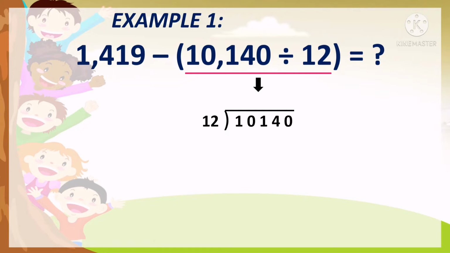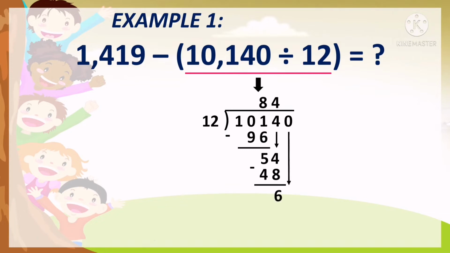1 divided by 12, not possible, so get the second digit, which is 0. 10 divided by 12, it's still not possible, so get the third digit, and we have 101 divided by 12. That will give us 8. 8 times 12 is 96. Subtract 101 minus 96. That will give a difference of 5. Then bring down the next digit, which is 4. 54 divided by 12 is equal to 4. 4 times 12 equals 48. Subtract 54 minus 48. That will give us a difference of 6.